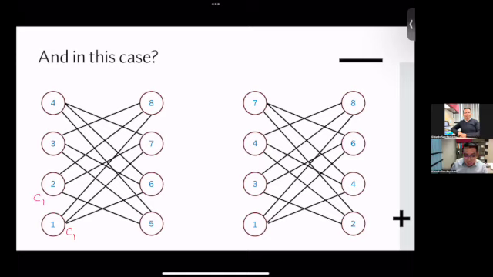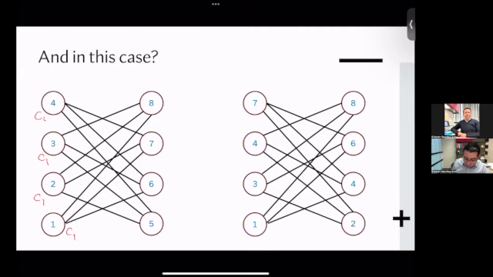Then I move to the third node. It is not connected with 2 or with 1. So again, color 1. And the same is going to happen here with the fourth node. I can use the first color. Then I move to node 5.